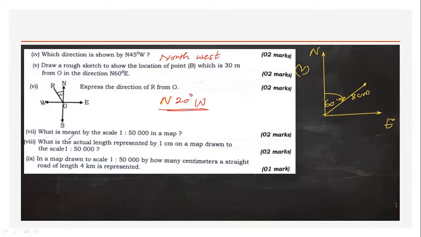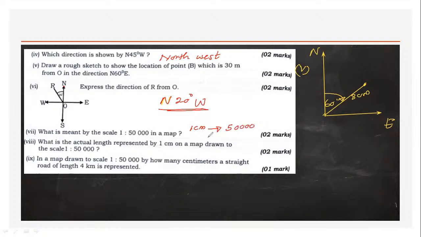What is meant by the scale 1 to 50,000 in a map? A map means we have to draw it on our piece of paper or in our book, right? So 1 meter, which is 50,000 centimeters, we can't draw in our writing book. So when we are representing it in a map, sometimes 1 centimeter represents 50,000.